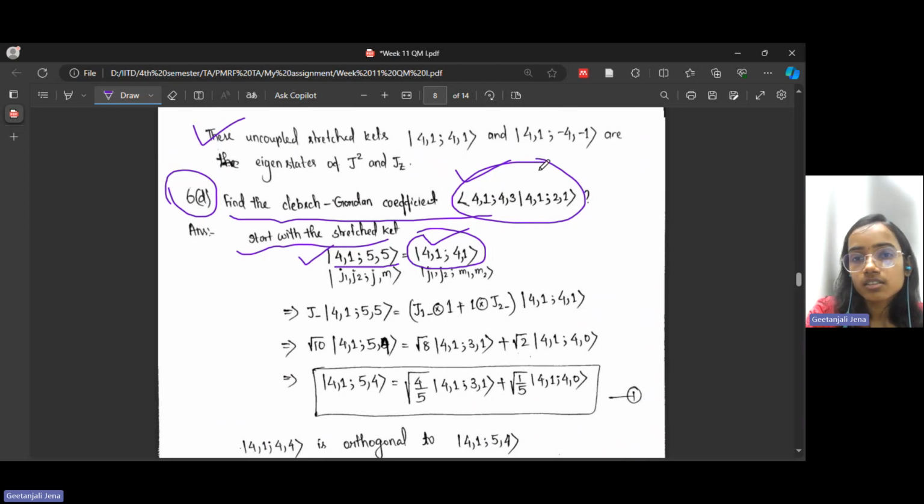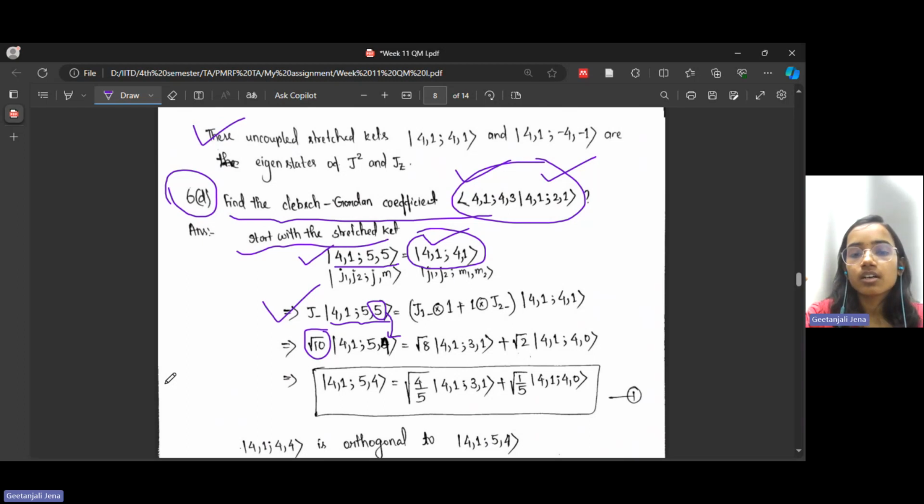Now to find out the value of this inner product, we will act the lowering operator J minus. So in the second line, I have acted J minus here. When J minus acts on this state |5,5⟩, it will lower the value of M. So the value of M will get lowered from 5 to 4, and there will be a constant root over 10.